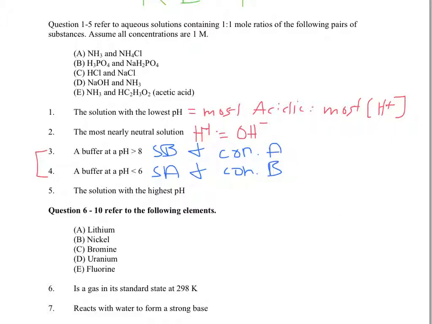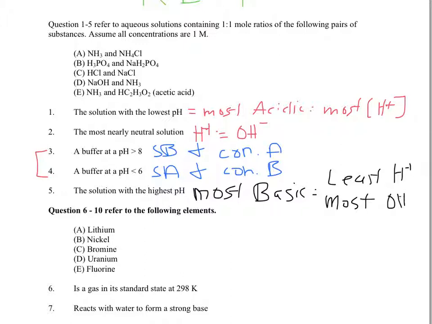And then the solution with the highest pH. What are you looking for there? It's the most basic. There are two ways to look at it. It's the least H+, right? But it's the most what? OH-. Okay, let's look up there and see what we have. Does anybody see? All right, what do we notice about E? About those two compounds?